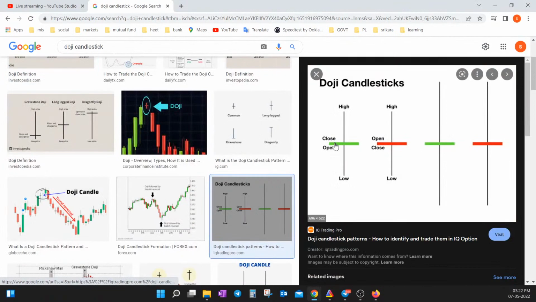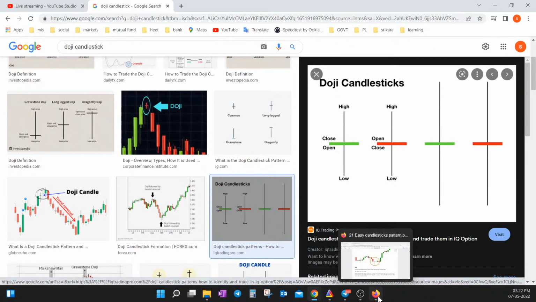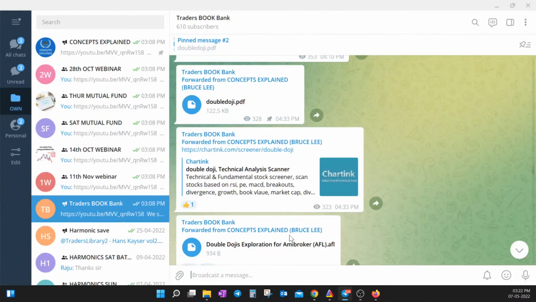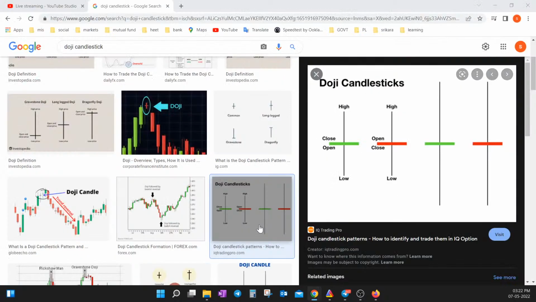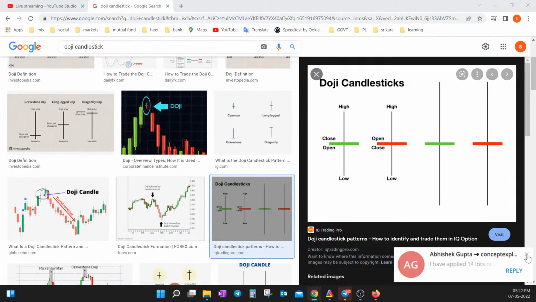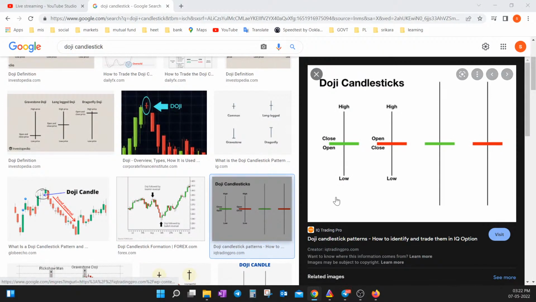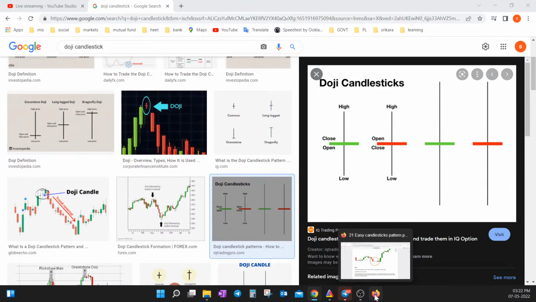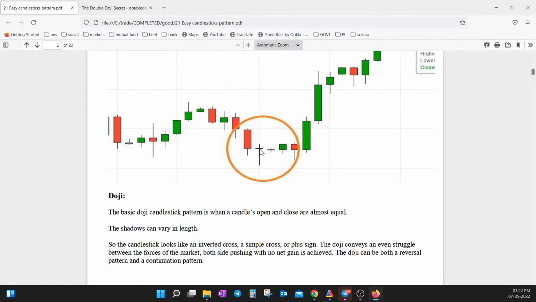But here there is a slight difference. So you can take this as a doji also with a slight difference. A doji can be with a slight difference between open and close, or the open and close can be equal.